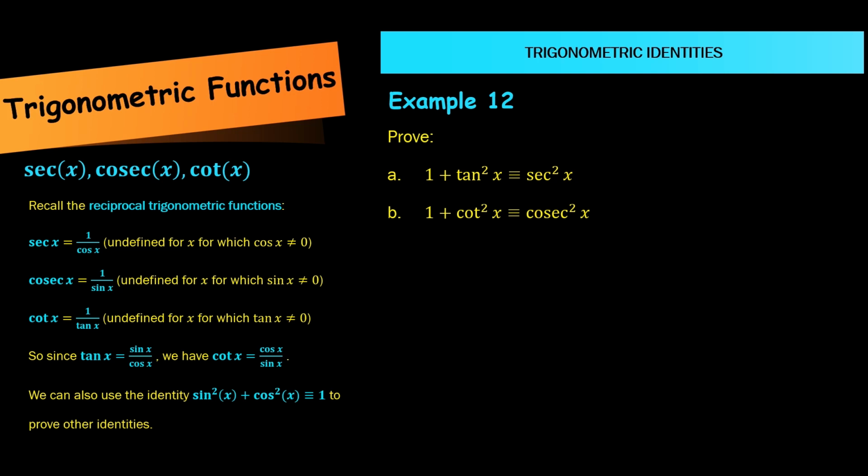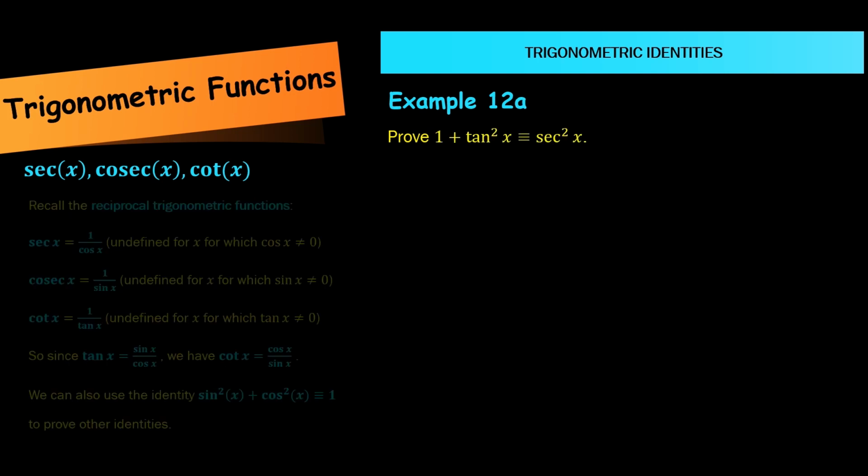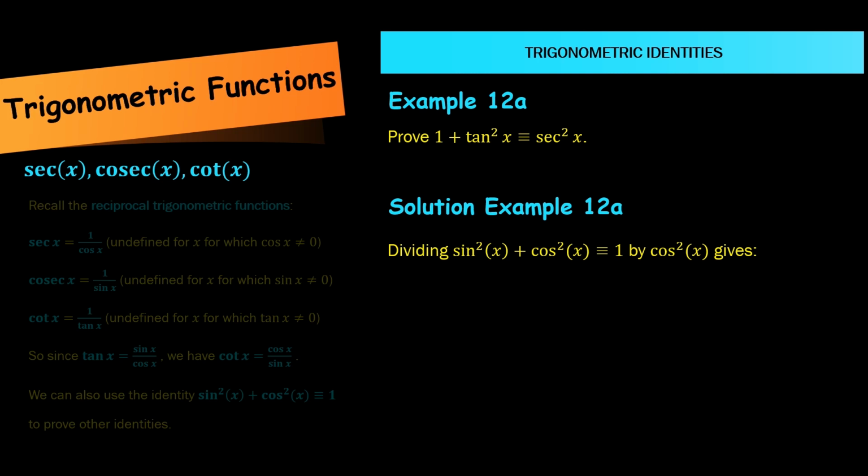Pause the video and have a go. Press play when you're ready to view the solutions. So let's consider part A first. We are required to prove that 1 plus tan squared x is identical to sec squared x. So let's solve this. We begin by dividing sine squared x plus cos squared x is identical to 1 by cos squared x.